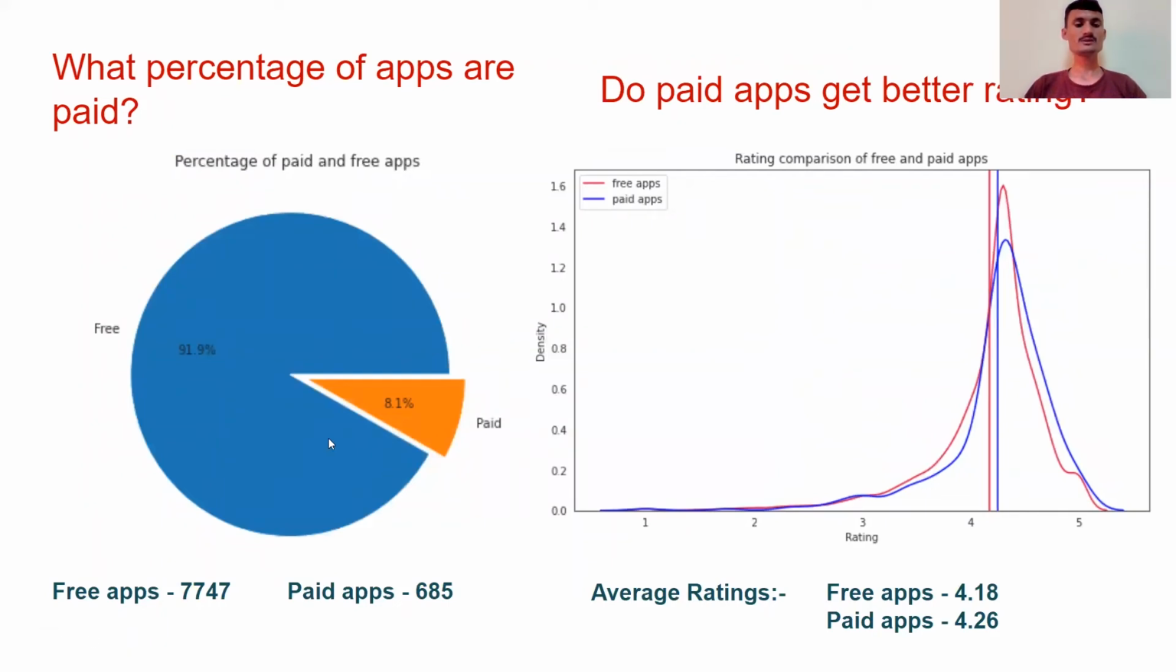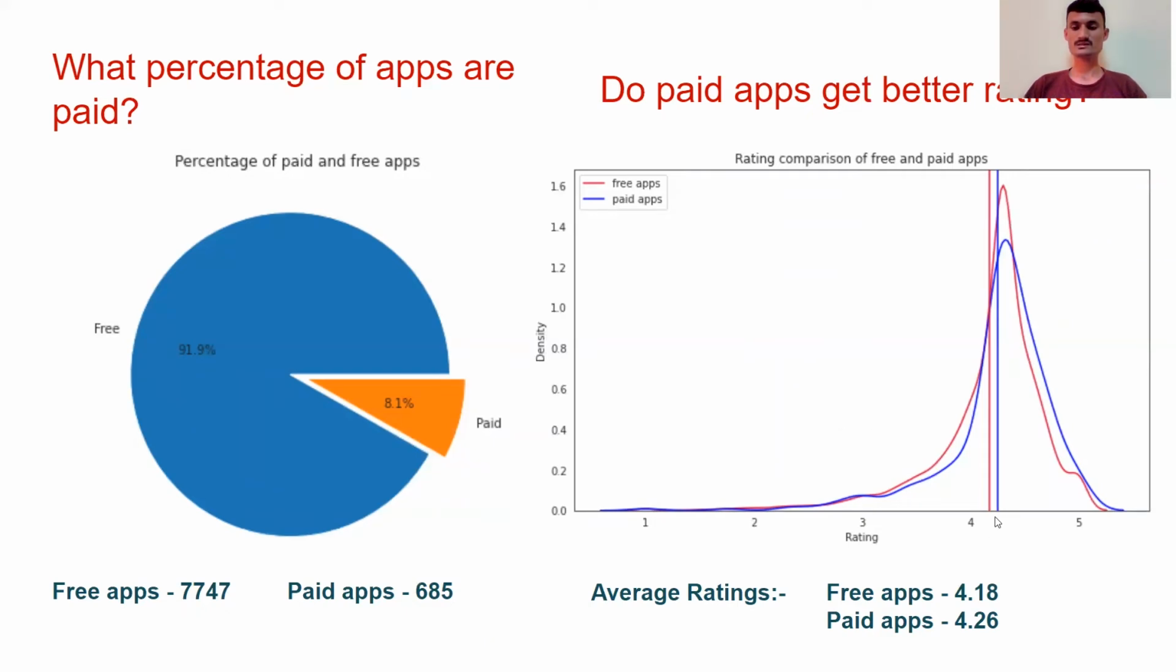Apps are available through Play Store either free of charge or at a cost. This pie chart shows us that there are only 8.1% of paid apps in Play Store, which is very less than the percentage of free apps. This plot shows the rating comparison of free and paid apps.